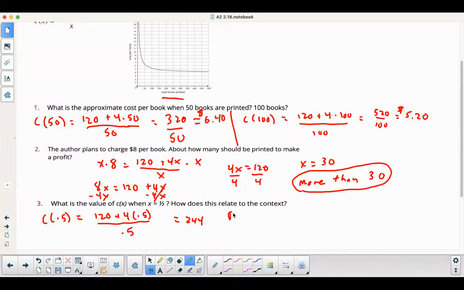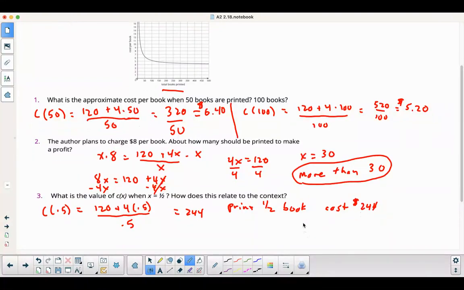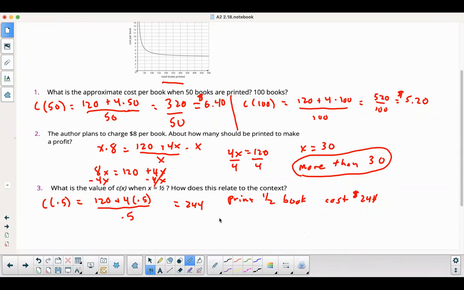So I would say to print half a book, it would cost $244. Now, in terms of the context, I would say it doesn't really make sense, okay, because you're not going to print half a book. Okay.